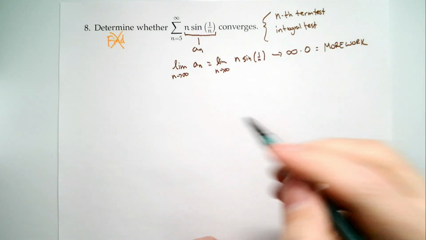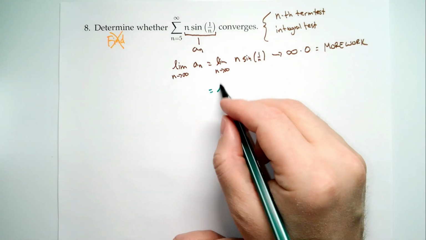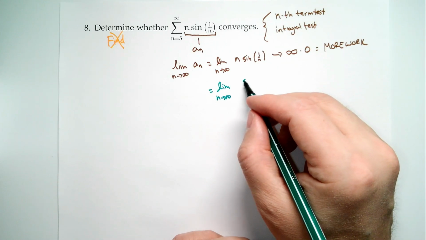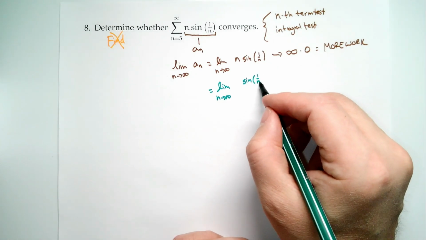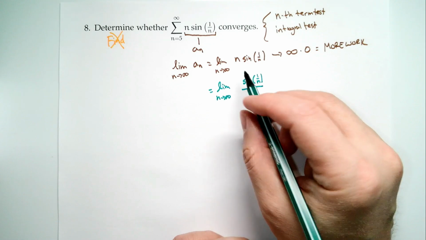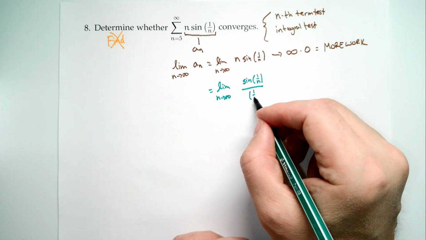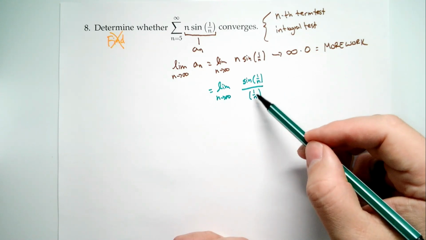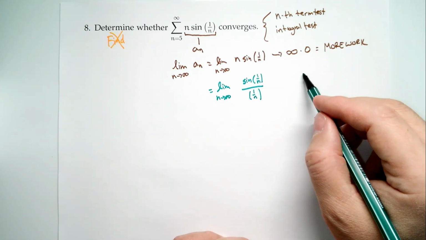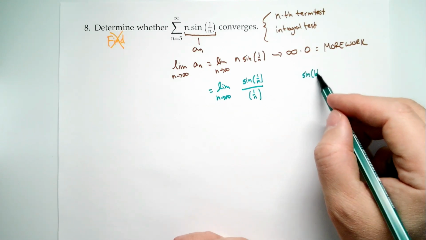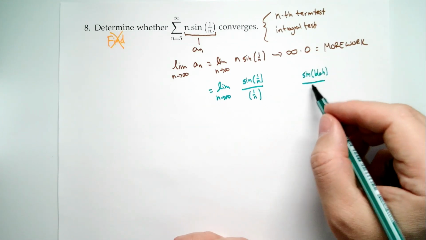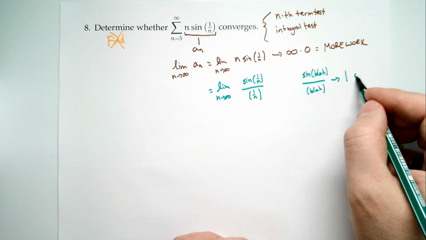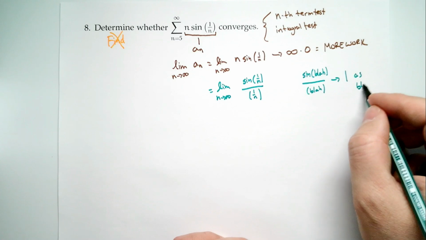Well, maybe. But wait a second. Before we do that, let's make a little observation. This is the limit as n goes to infinity. If we were going to do l'hôpital, it would be sine 1 over n, divided by, the n would go downstairs, 1 over n. Now, what do you see here? The 1 over n's are the same thing. Now here's a fun fact. Sine of something, which I'll write as blah, over blah, goes to 1 as blah goes to 0.